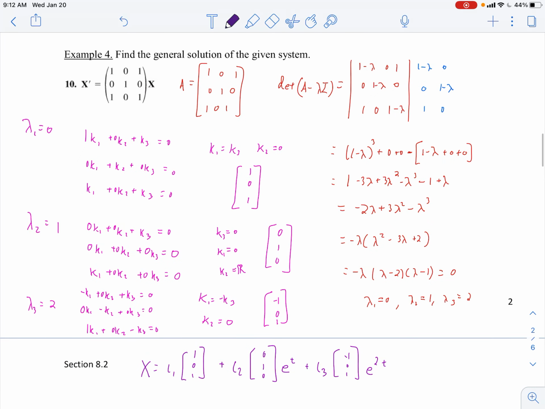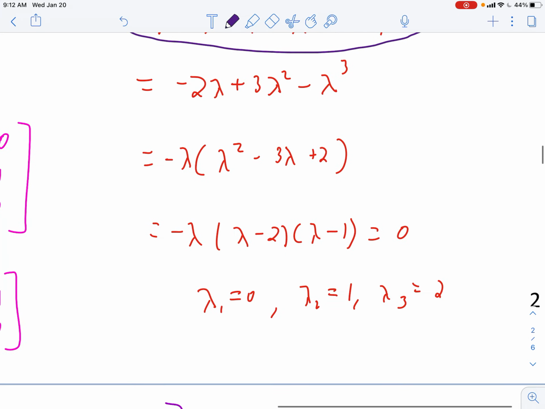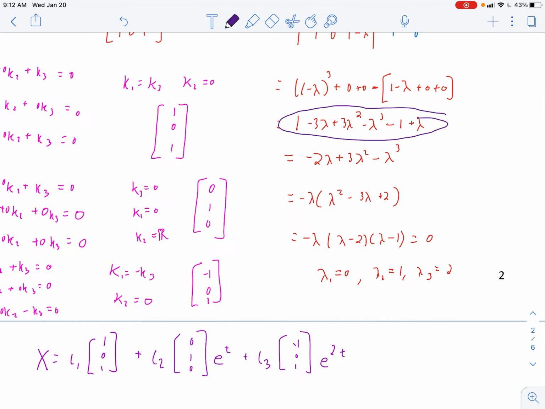All right. Now I'll simplify this, and I get minus 2 lambda plus 3 lambda squared minus lambda cubed. And I can pull out a negative lambda, so I do that, and I'm left with lambda squared minus 3 lambda plus 2. And then I factor that quadratic right there to get lambda minus 2, lambda minus 1. Set that equal to 0, and I get my 3 solutions. So there's the 3 distinct solutions for lambda. So I found my eigenvalues.